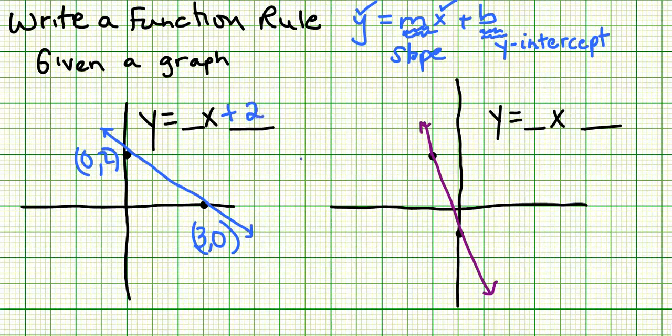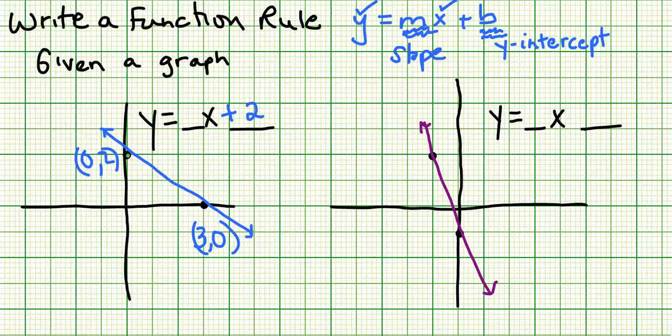To get the other half of the function rule, that's the number that's in front of x. That's my slope. To calculate slope on a graph, we can count rise and run. If you forgot how to do that, you can go back and watch the video calculating slope given a graph. But we're going to review it right here too, so that's going to help.